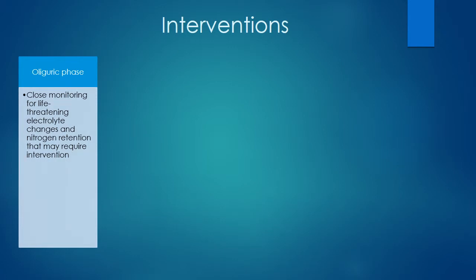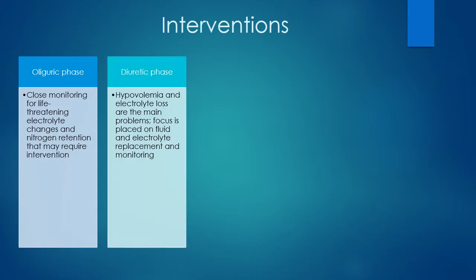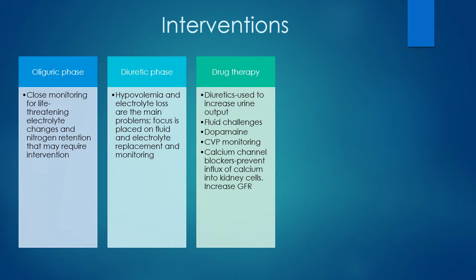During the oliguric phase, there will be close monitoring for life-threatening electrolyte changes and nitrogen retention that may require intervention. During the diuretic phase, hypovolemia and electrolyte loss are the main problems. Focus is placed on fluid and electrolyte replacement and monitoring. For drug therapy, diuretics are used to increase urine output. There are fluid challenges. There may be use of dopamine, CVP monitoring, and then calcium channel blockers will prevent influx of calcium into the kidney cells, which will increase the glomerular filtration rate.